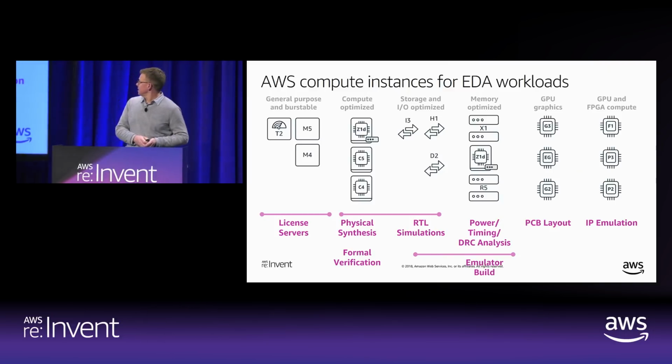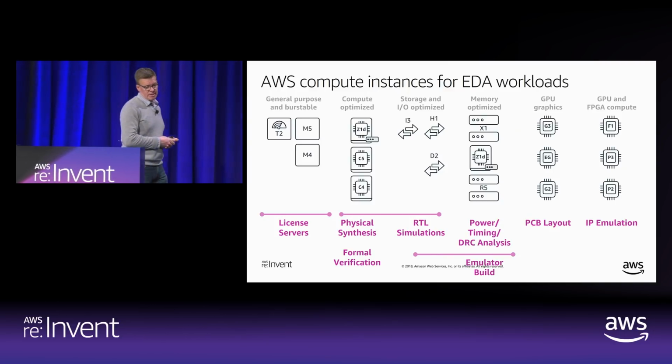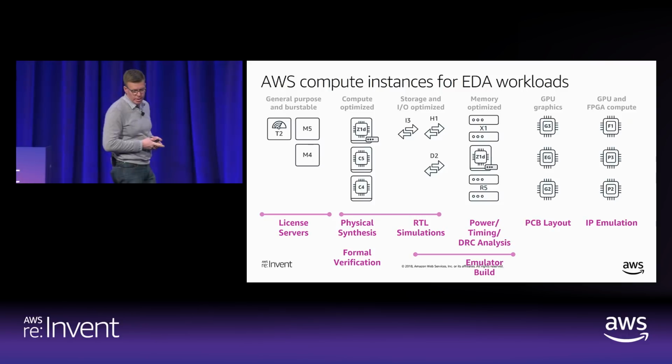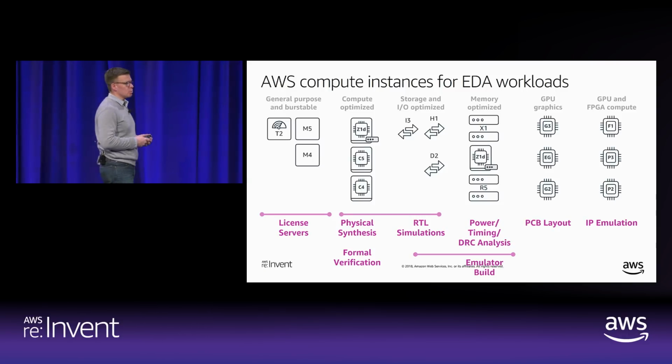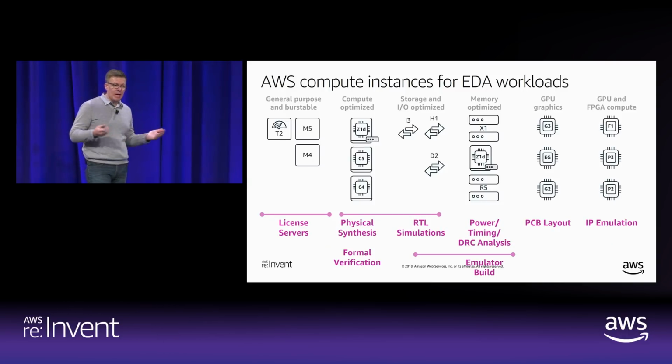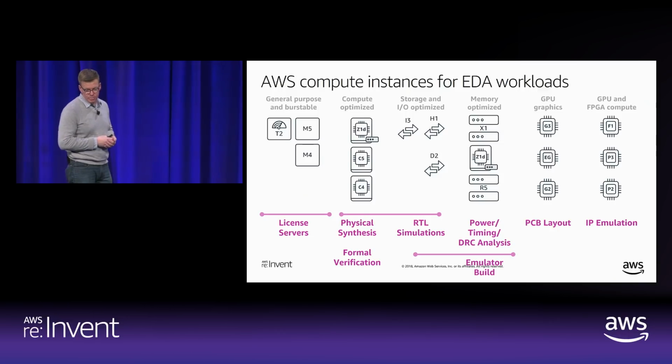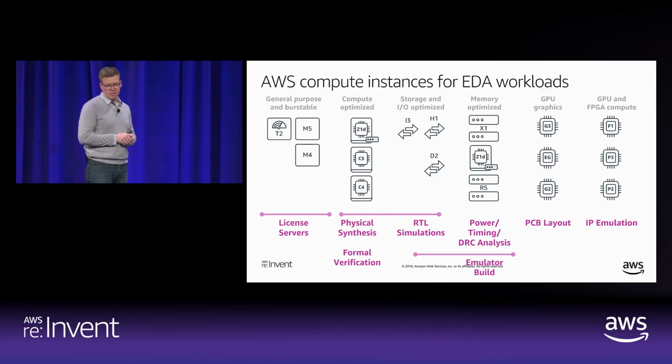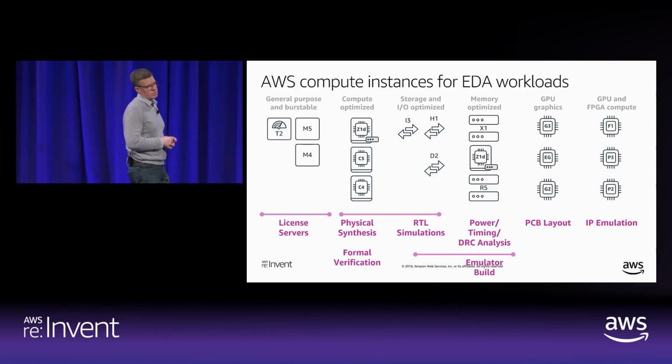For power and timing, we see that the large memory machines are really required. We've got the X1s, of course, and even the high memory machines that we've had coming out recently, R5s. And then also, we're doing a lot of emulator builds on these machines, too.